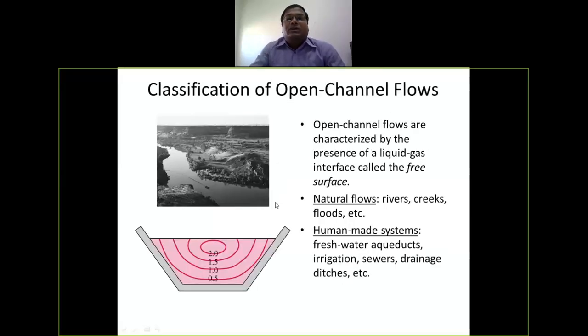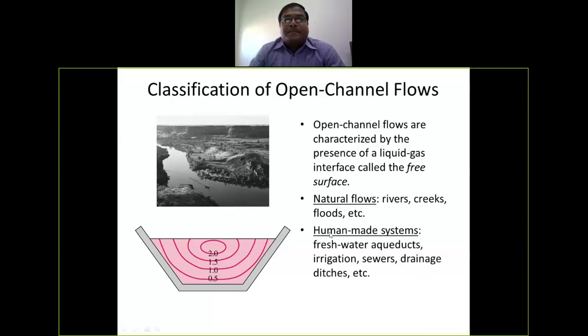Now come to the classification of open channel flow. Open channel flows are characterized by the presence of a liquid-gas interface called the free surface. So there are two types: natural flow, you know, rivers, creeks, floods, etc., and human-made systems, that is freshwater aqueducts, irrigation, sewers, drainage ditches, etc.